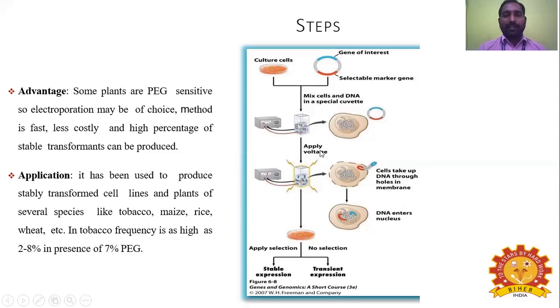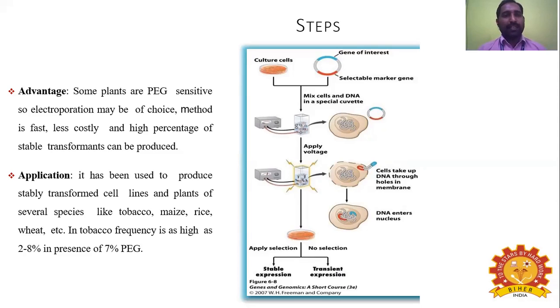Here you can see that applying voltage will make lots of pores. Here you have the pores, and through them the foreign material can be easily taken up by the host cells. Once it is done, you now have the complete rDNA molecule in the host cells. After that, it goes for selection, and through that you can easily confirm stable expression and transient expression. Here we have the advantages of electroporation.